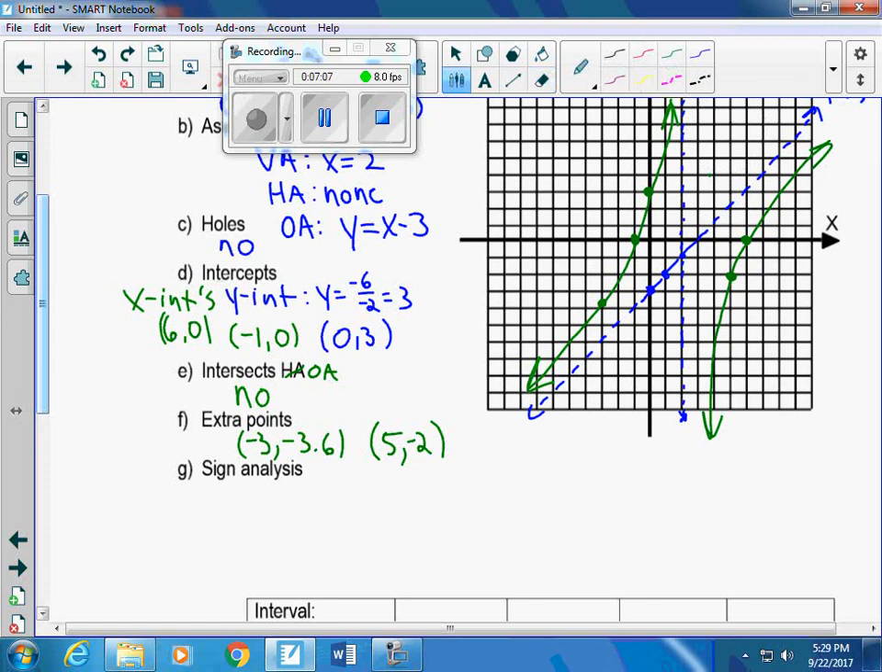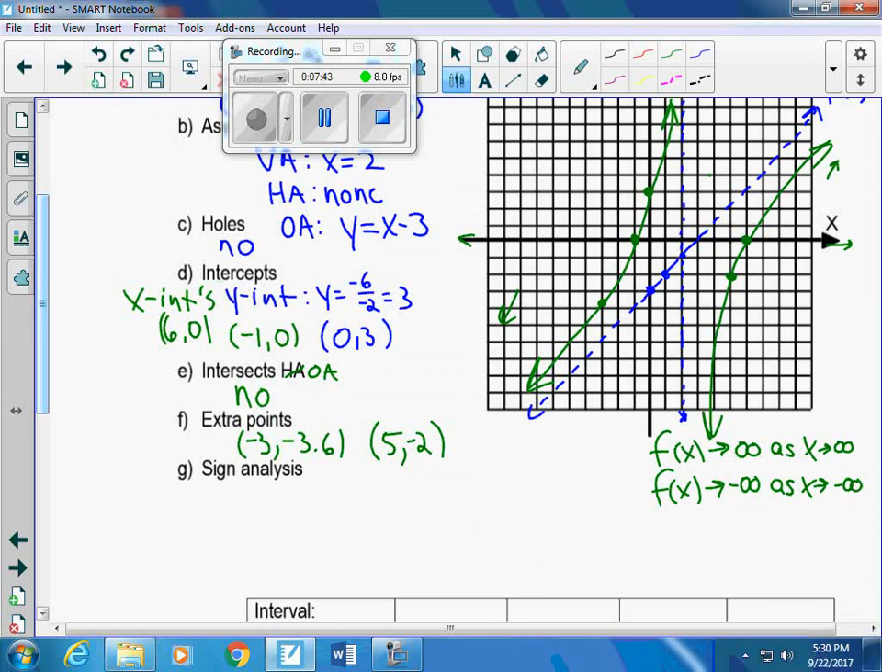All right, end behavior. So as x is going this way, y is going up, right? So f of x approaches infinity as x approaches infinity. Then we want to see what it's doing going the other way. As x is going to the left, y is going down. So f of x approaches negative infinity as x approaches negative infinity. So end behavior, pretty good.